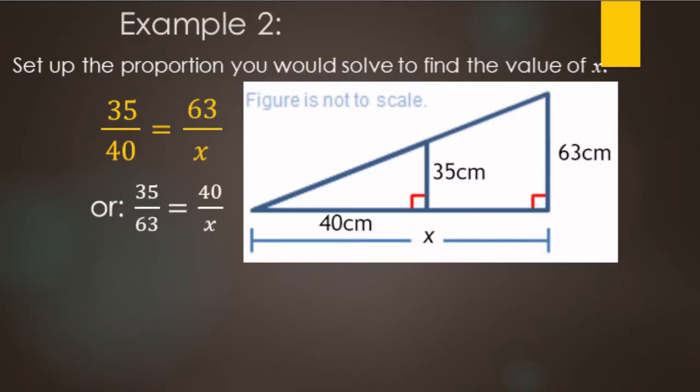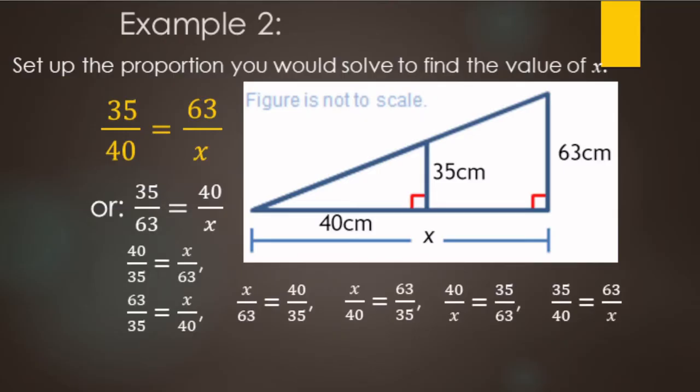There's another way here, and this one goes short leg to short leg. So 35 to 63, short leg to short leg, equals big leg to big leg. So 40 to x, big leg on the small triangle to big leg on the big triangle. Now, just for your information, there are 8 different correct proportions that you can write for this one question. Conversely, there's also 8 different wrong proportions. So you do want to make sure that your thinking is correct where you're matching up corresponding sides.